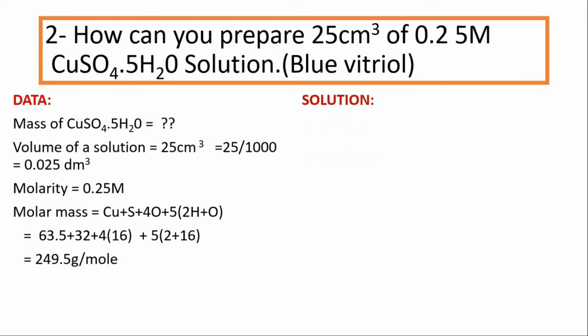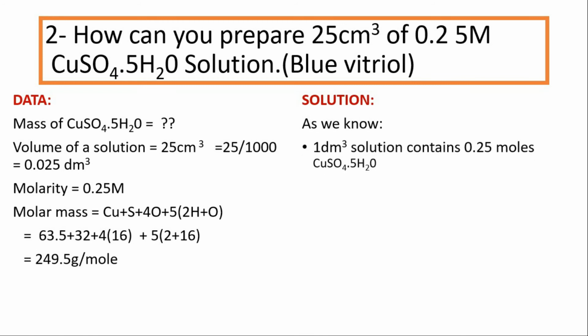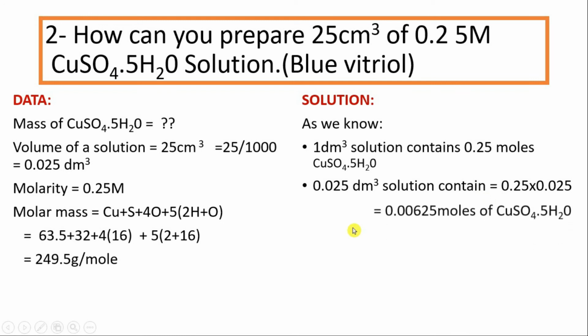Now the solution, as we know, 1 dm³ solution contains 0.25 moles of copper sulfate. So 0.025 dm³ solution contains 0.25 into 0.025. So we get the number of moles 0.00625 moles of pentahydrated copper sulfate.